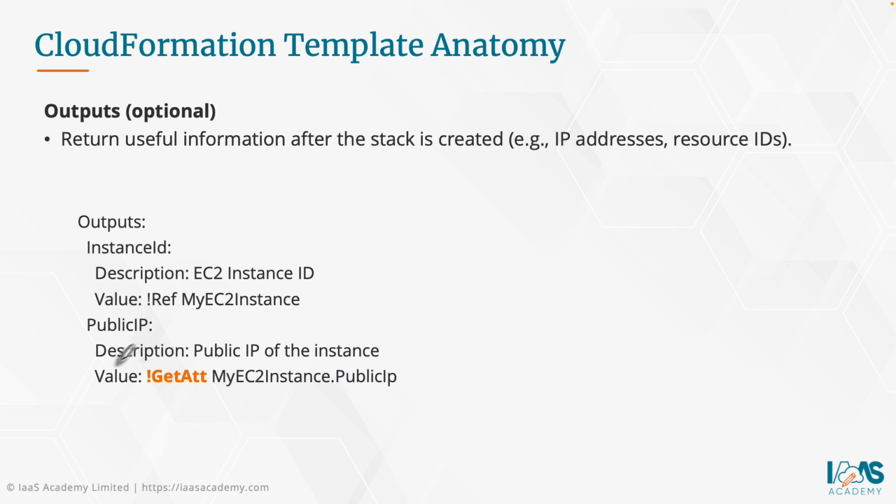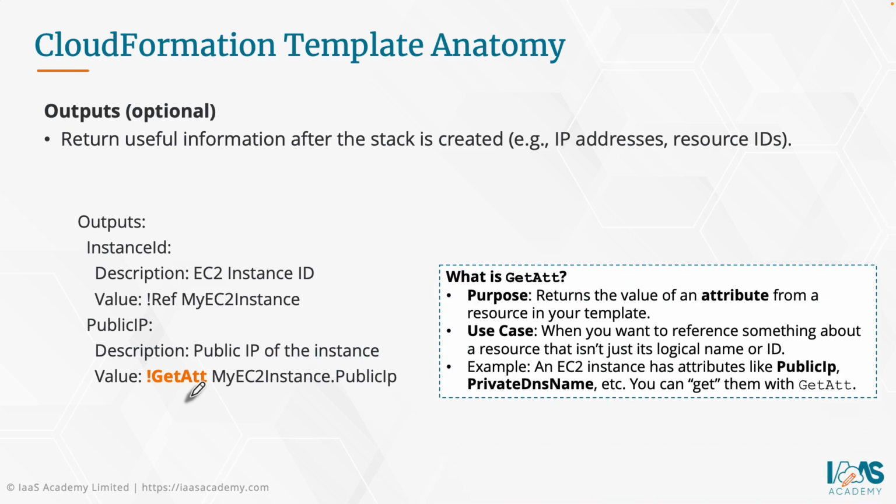And you will notice that there is one over here where we're trying to get the public IP of the instance, and we're using the GetAtt intrinsic function. So this function allows you to return values of an attribute from a resource in your template. And when you want to reference something about the resource that isn't just a logical name or ID, you can make use of the GetAtt function. So an EC2 instance has attributes like public IP, private DNS name, etc. You can essentially get them with the GetAtt function. So here we're saying GetAtt MyEC2Instance, which is obviously the logical name of my instance, dot its public IP.